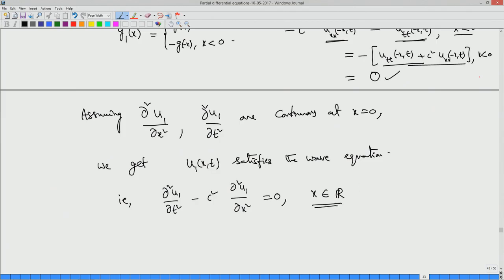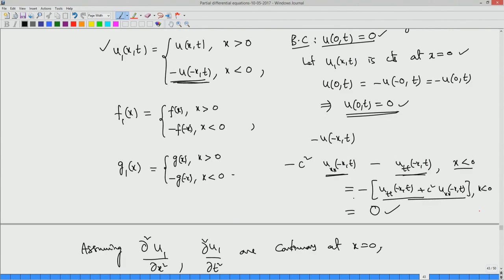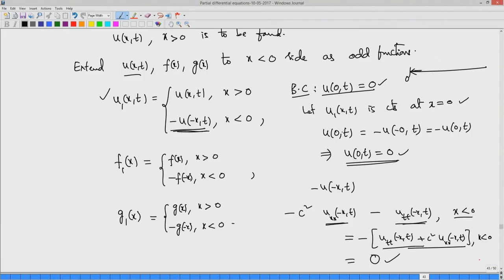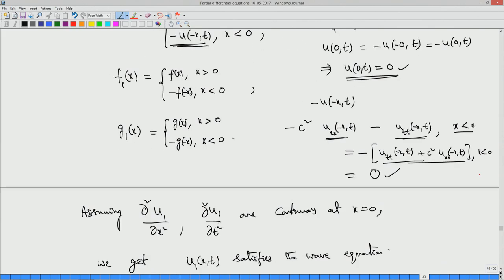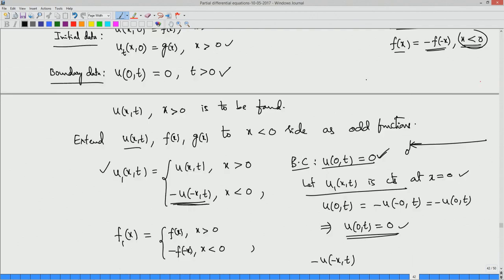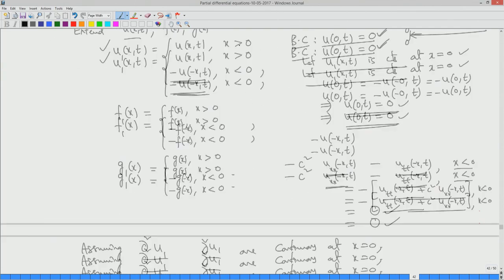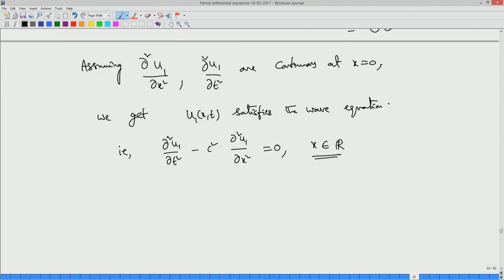They are continuous. Because they are continuous, not only are they differentiable, the derivatives are also continuous. So, u1 itself is continuous. That means the boundary condition is automatically satisfied. So, if you extend your f and g as odd functions, this boundary condition is automatically satisfied, and then u1 automatically satisfies the wave equation.